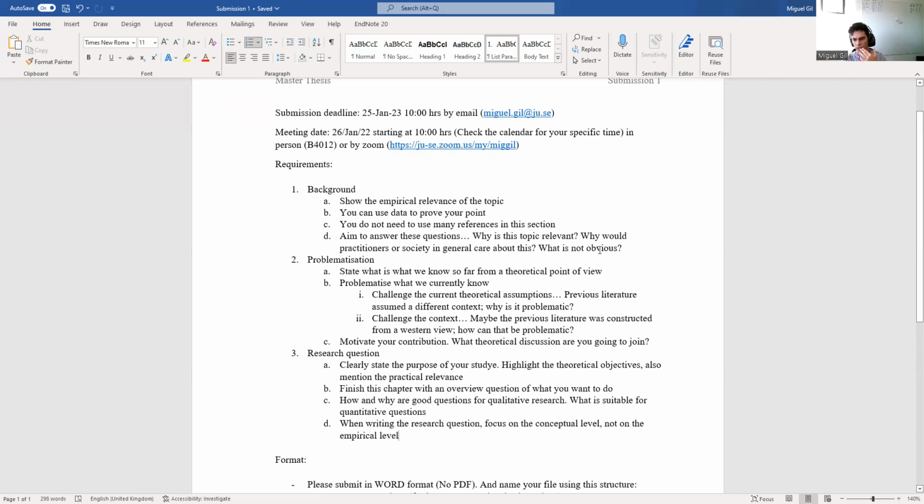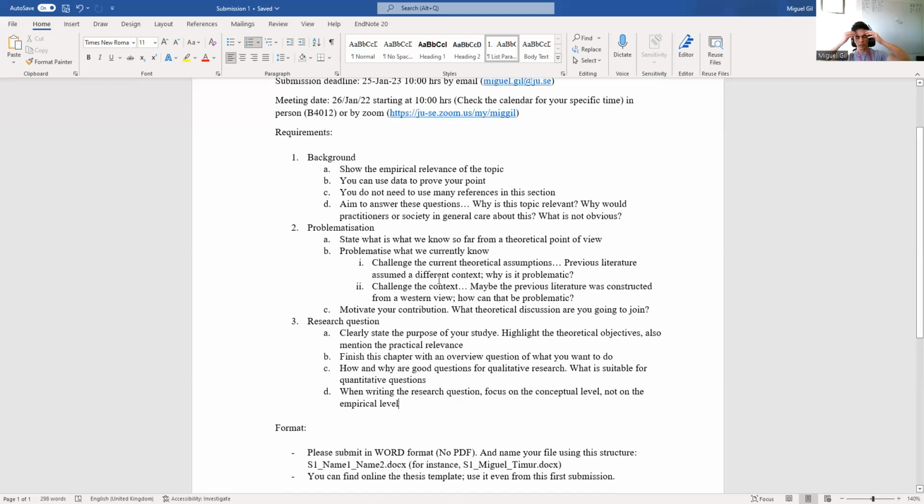And keep these questions in mind when you write that. Why is this topic relevant? Why will practitioners or society in general care about this? And also, why is this not obvious? Because sometimes the background can be very obvious, like the question can be answered very quickly without the need to do the research. So think about these points, and when you finish the background, ask this and make sure that you are able to answer these questions.